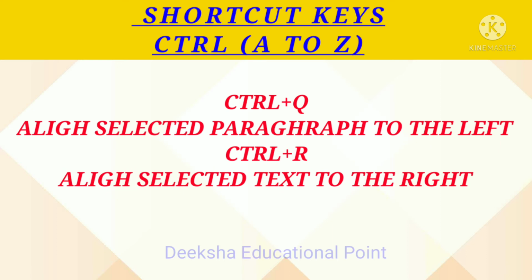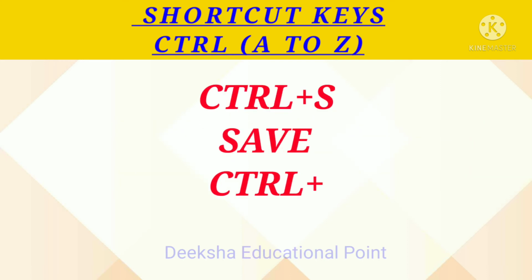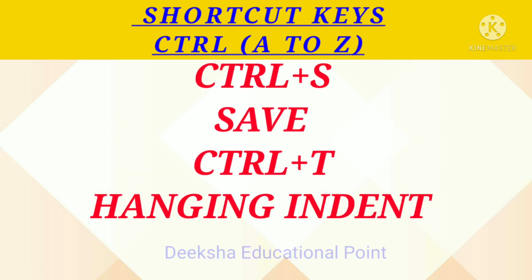Control Q: align selected paragraph to the left. Control R: align selected text to the right. These are the left and right options for paragraph alignment. Control S: very common option. Control S, if you want to save your file, it is very necessary. Control T: hanging indent.